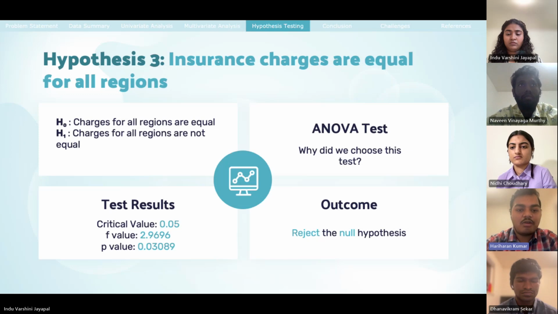So we proceeded with the ANOVA test, and we also checked for the normality and variance condition, whether all the samples have equal variance, using Levene's test. And then we assumed our null hypothesis as charges for all regions are equal, and our alternative hypothesis as charges for all regions are not equal. Once we performed the ANOVA test, these are some of the test results which we got, which are listed in the slide. The p-value is lesser than the critical value, so we rejected the null hypothesis. Next slide, please.